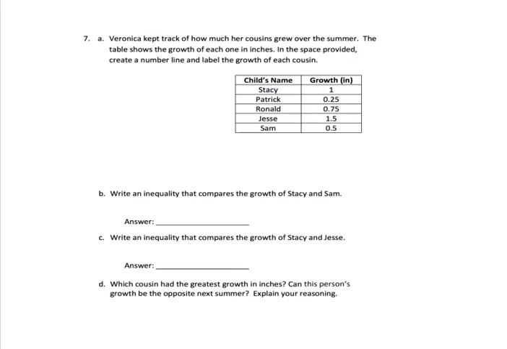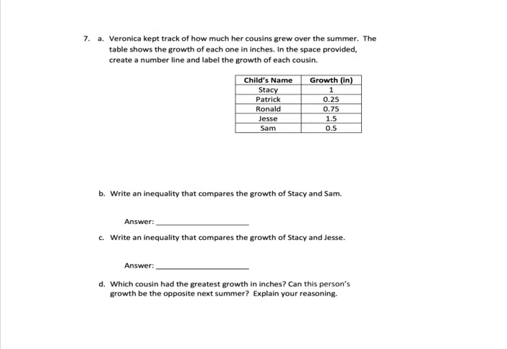So, number 7, we actually have 4 parts. So let's take a look and see what you're going to be doing for this. Veronica kept track of how much her cousins grew over the summer. The table shows the growth of each one in inches. In the space provided, create a number line and label the growth of each cousin. So that's what you're doing for A.